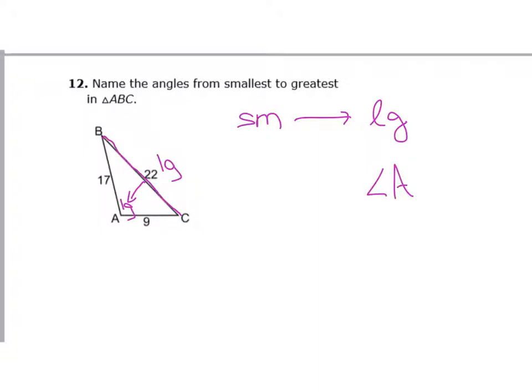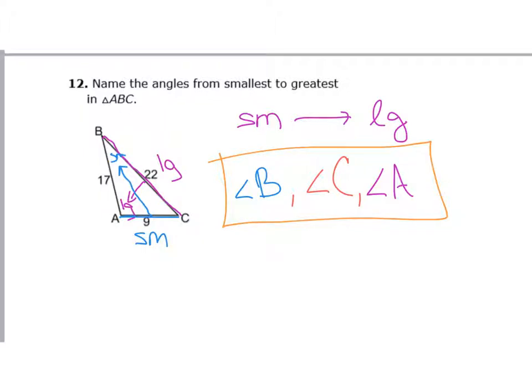If I look at my smallest side, the smallest angle is across from that. So B is my smallest angle, leaving me with angle C left in the middle. So in order from small to big is angle B, angle C, and angle A. Okay, next one.